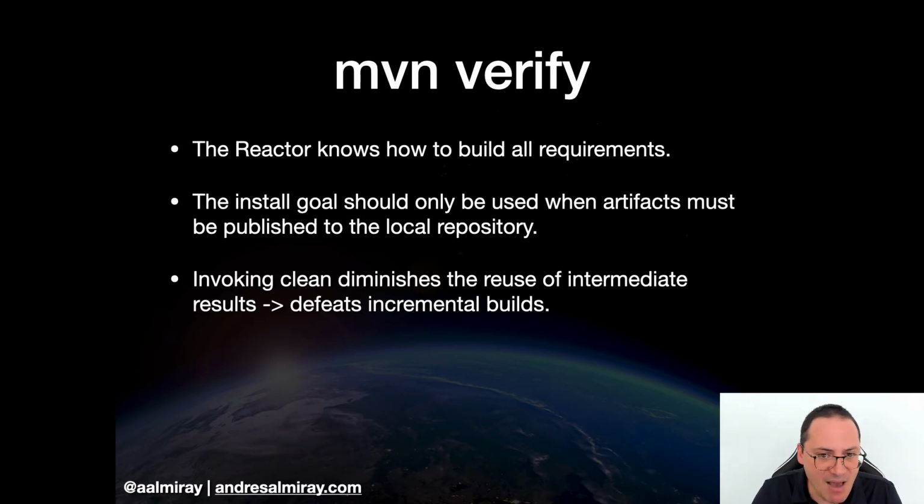But since the reactor was added into core, we have access to what is known as incremental builds. If you rely on incremental builds, and if the plugins that you're consuming are also aware of incremental builds, that means your builds can be faster because you don't need to recompute intermediate results, such as compiled classes or processed resources.